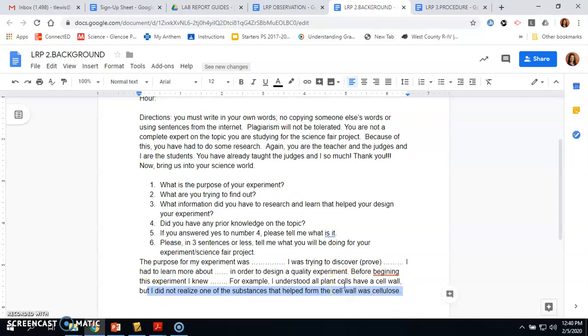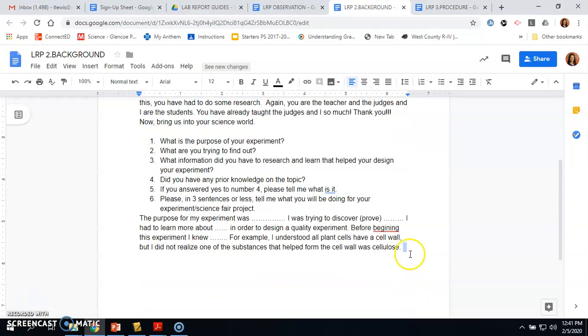I understand that plant cells have a cell wall. I understand that all plants need light. Let them know what you know. You don't have to do that last part of the sentence. And then the last sentence in the paragraph is going to be in 3 sentences or less. You're going to tell me what you will be doing. For my experiment, I will be blah, blah, blah. Or you can say, for my science fair project, blah, blah, blah.